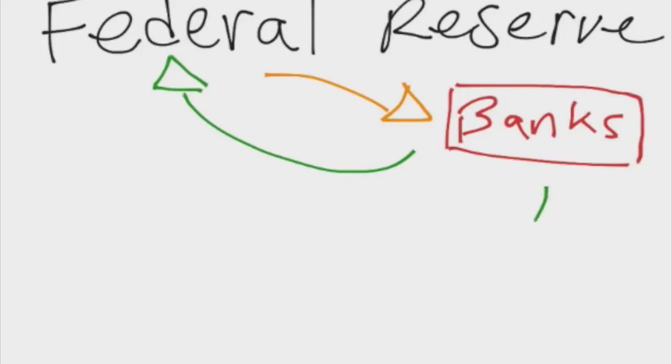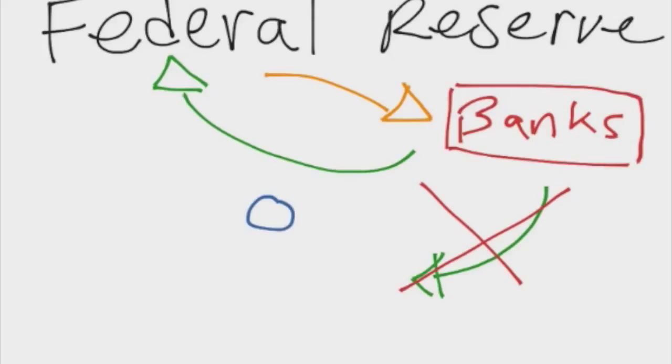And when the banks have less money to lend out, people have less money, and that's less money going back into our economy. So that pretty much decreases our money supply, and I guess it would shrink our economy as well.